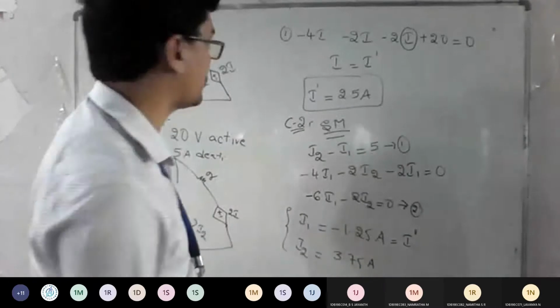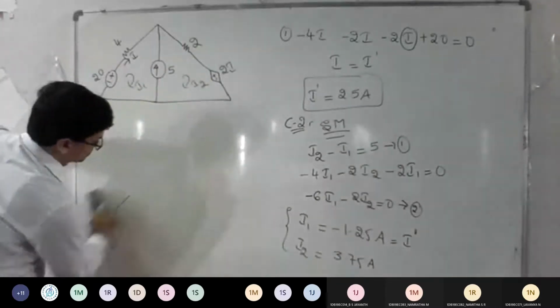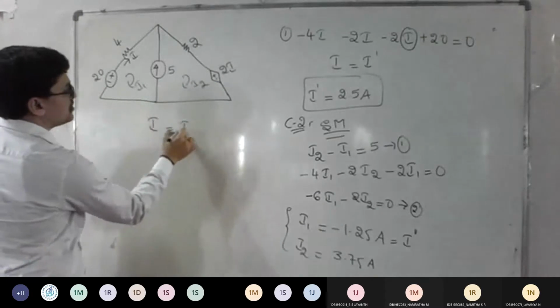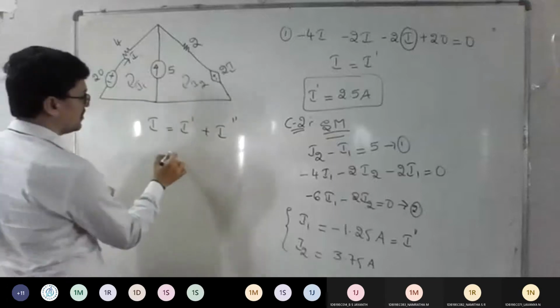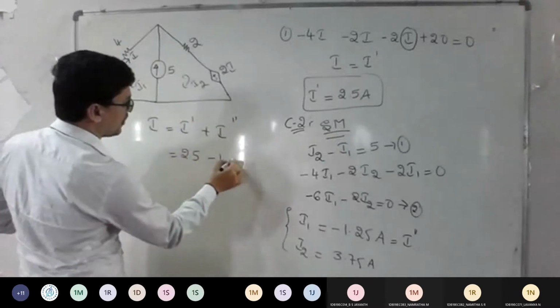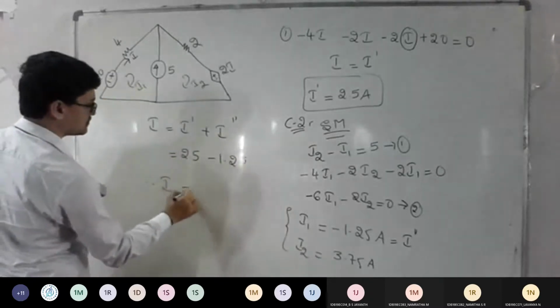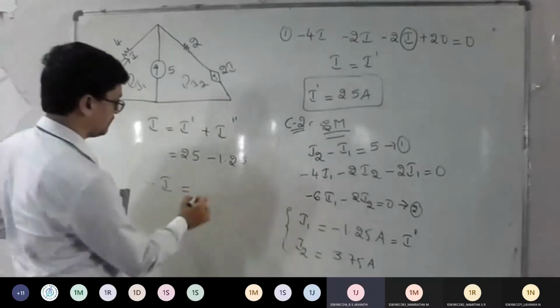So what is the final procedure now? I need to calculate my total I. What is the procedure to find total I? In general, I is equal to I dash plus I double dash. Cut and draw. I dash is 2.5 and I double dash you got minus 1.25. What's the answer now? 1.25.